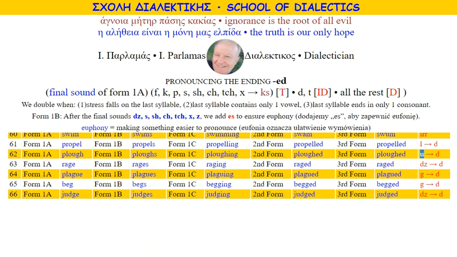Rage, rages, we must achieve euphony here. Raging, raged, raged. We have J and it's pronounced like a D, so we are in this situation. Plague, plagues, plaguing, plagued, plagued. It's G, so we are in this situation. Beg, begs, begging, begged, begged. Of course we double because we have all three conditions. And judge, judges, we have to achieve euphony. Judging, judged, judged. So we have this here.